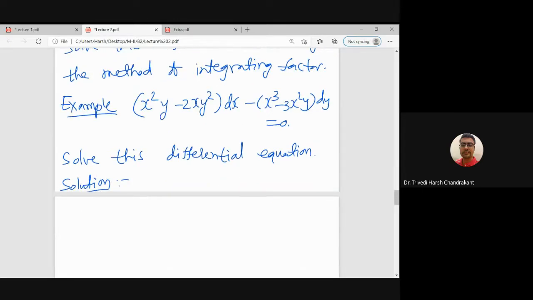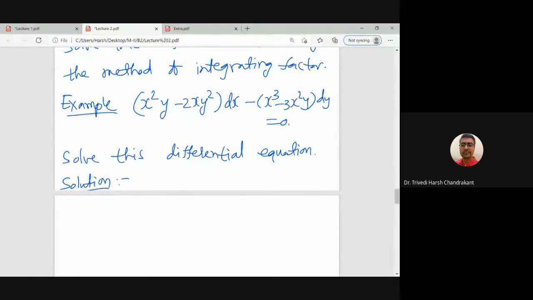To solve this differential equation, what we'll do first, we'll first find m and n. We'll first check whether we can apply the exact differential equation method or not. So m here is x square y minus 2xy square. Then n comes out to be minus x cubed plus 3x square y. If I make any mistake of plus minus or anything, please let me know.